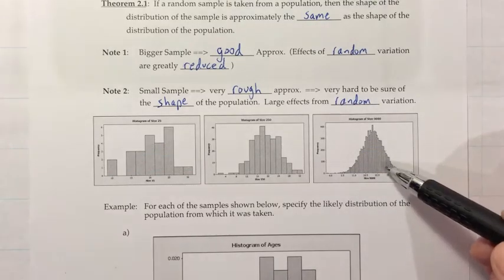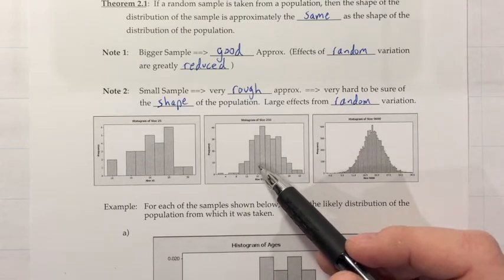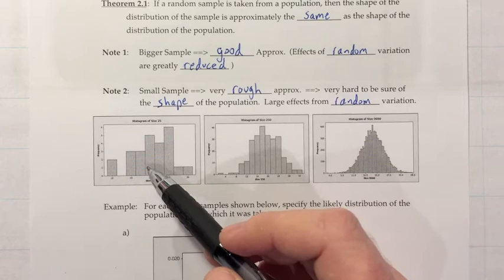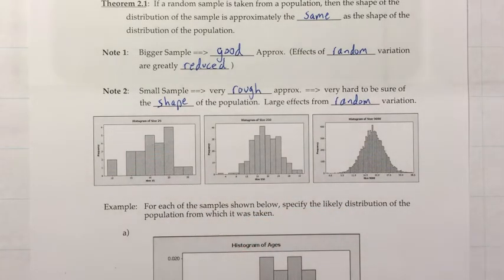Looking at this sample, what shape do you think the population was that it came from? Looking at this sample, what do you think of the population was that this was drawn from? And then looking at this sample, what's your best guess at the population that it was drawn from? So go ahead and pause the video for a moment and use the previous page's pictures to try and help you out, but try and put a name down for what kind of distribution you think the population has for each of these samples.